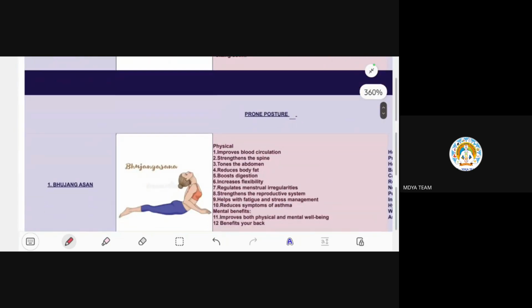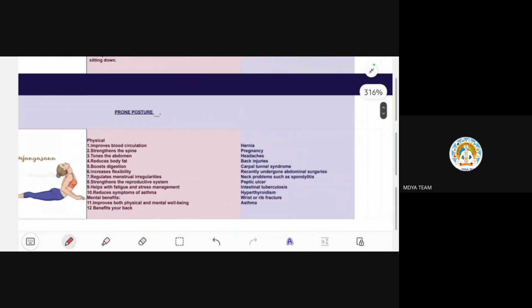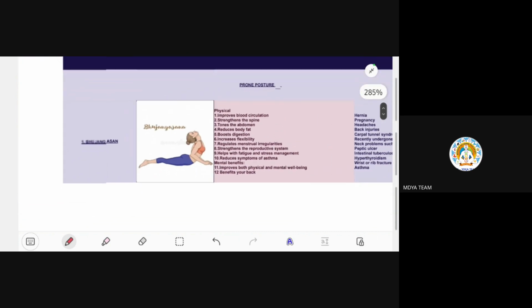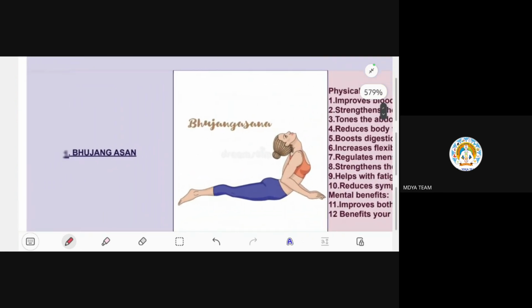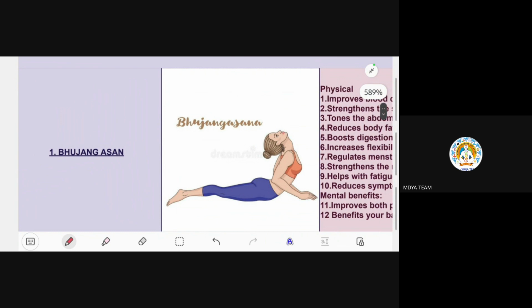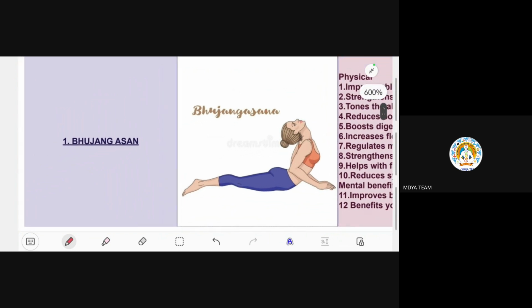Next we are moving to the next prone postures. Again, this is the third sequence of our asana, Bhujangasana. We are starting with, what is bhujang? Snake.